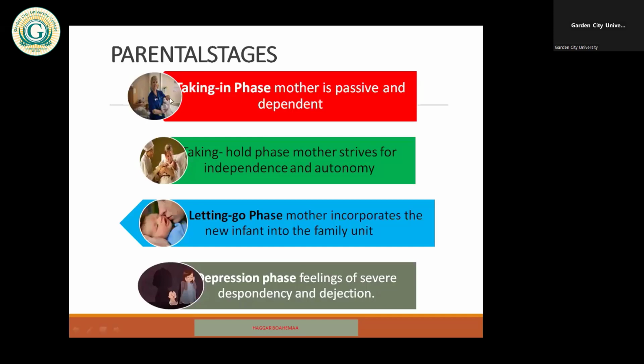So from here, midwives, we have a responsibility. We move on from the taking-in phase, and you can see how the mother is happy with the baby. And this is the midwife. Here we have the taking-hold phase, where the mother is independent and autonomous.